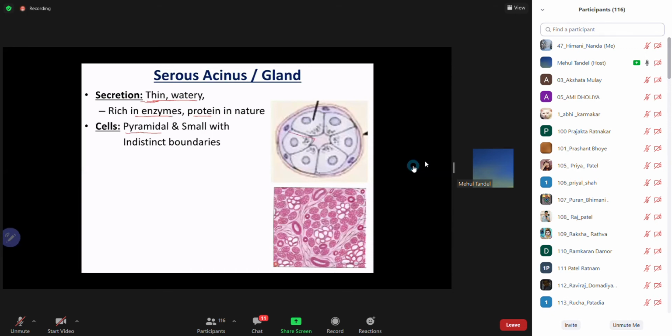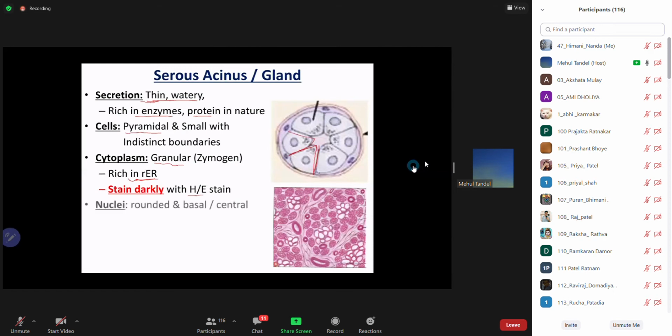You can see pyramidal. In cross section it appears triangular with small indistinct boundaries. Cytoplasm granular, rich in rough endoplasmic reticulum, stained darkly with H&E stain. Nuclei rounded, basal or central, between the base and center. Lumen is small. Function is enzymatic, example parotid and lacrimal glands.